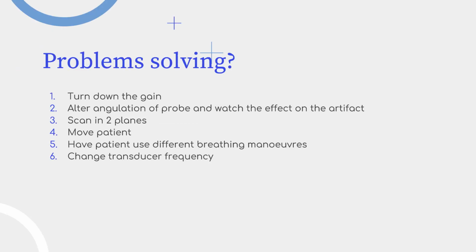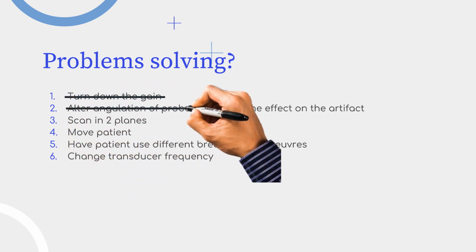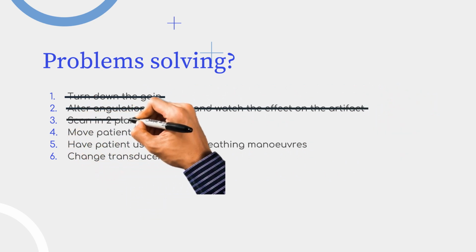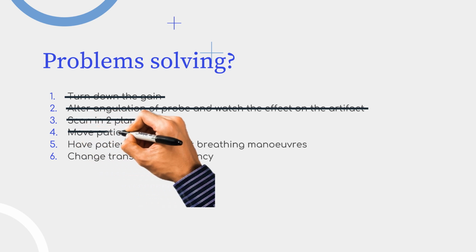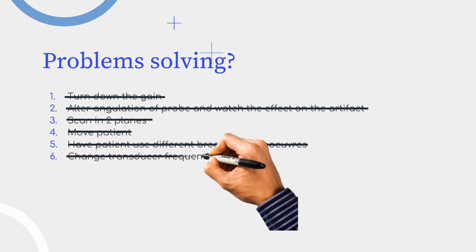In order to solve these artifactual echoes, we need to follow the protocol below. First, turn down the gain. Secondly, alter angulation of the probe and watch the effect on the artifact. Thirdly, scan in two planes. Fourthly, move the patient. Fifth, have the patient use different breathing maneuvers. To finish, change transducer frequency.